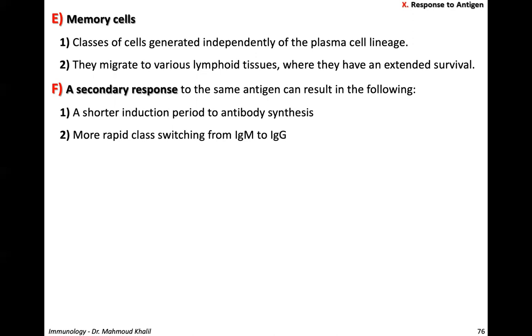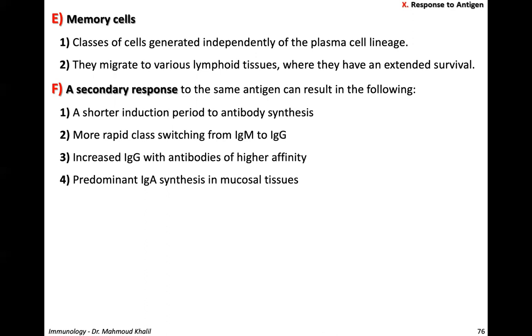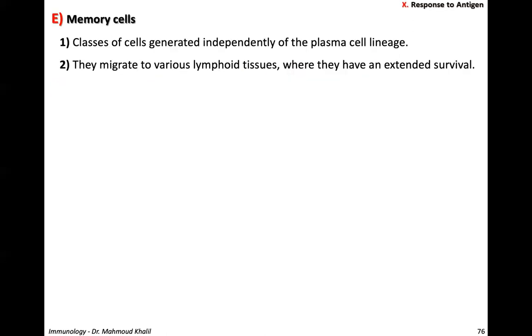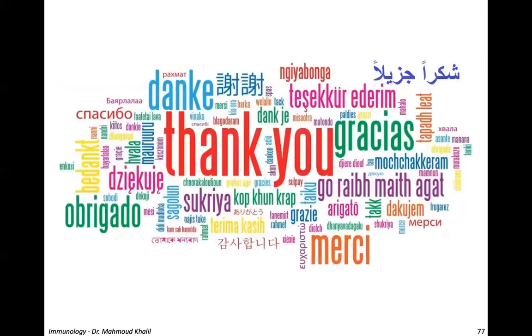So actually, there is more rapid class switching, very fast class switching from IgM to IgG, increasing the IgG with antibody of higher affinity, even higher affinity than the initial encounter of the antigen. If the antigen is affecting the mucosal tissue, you can see predominant IgA synthesis in mucosal tissue. And this actually concludes the lecture on the response to antigen.